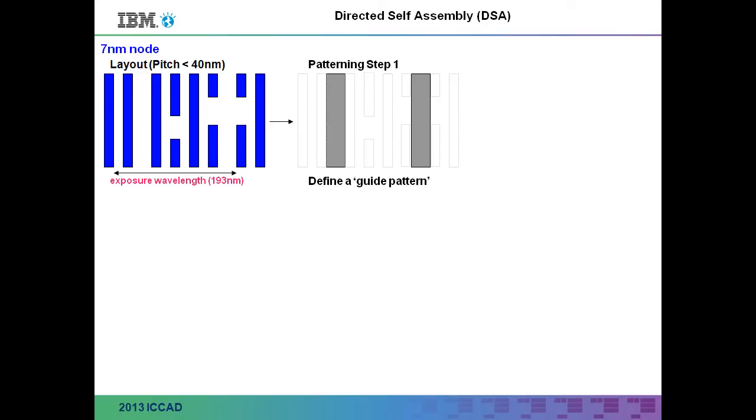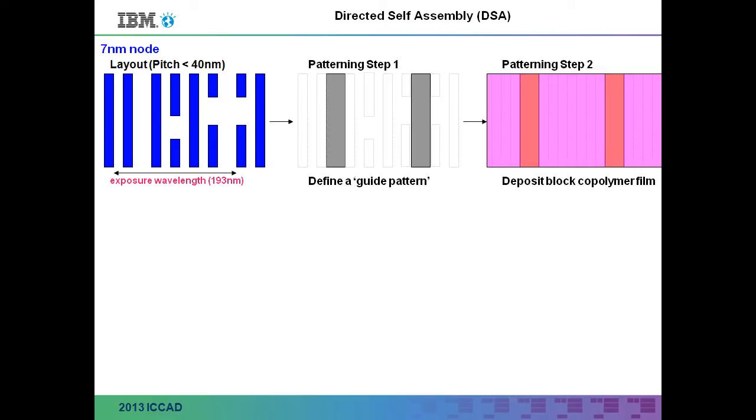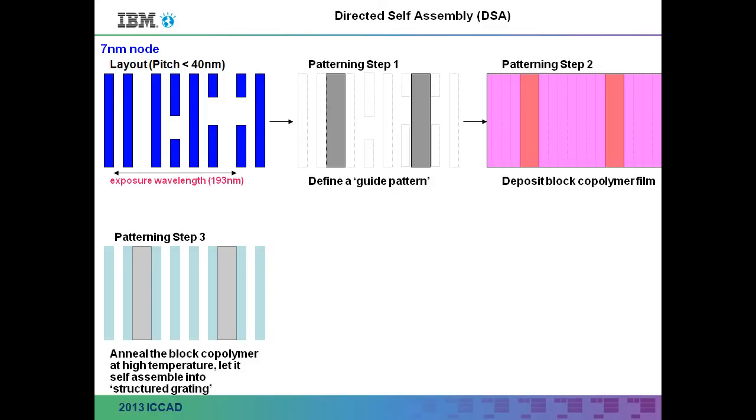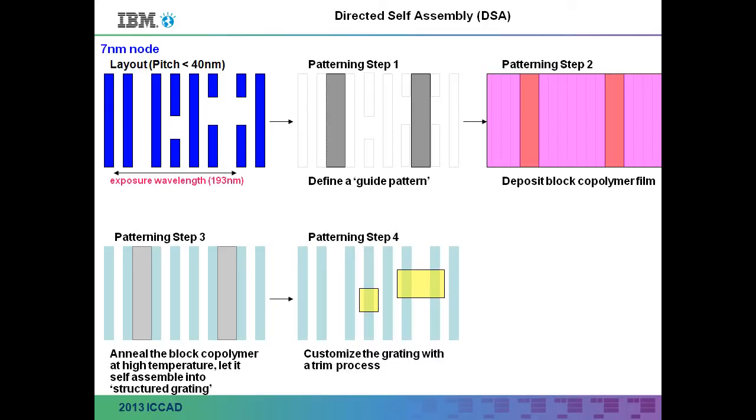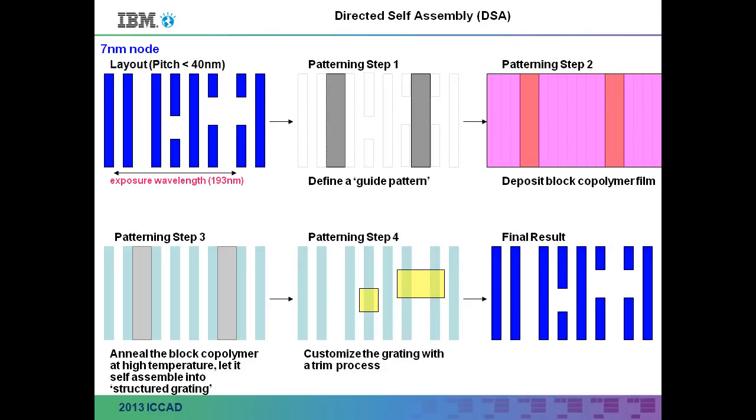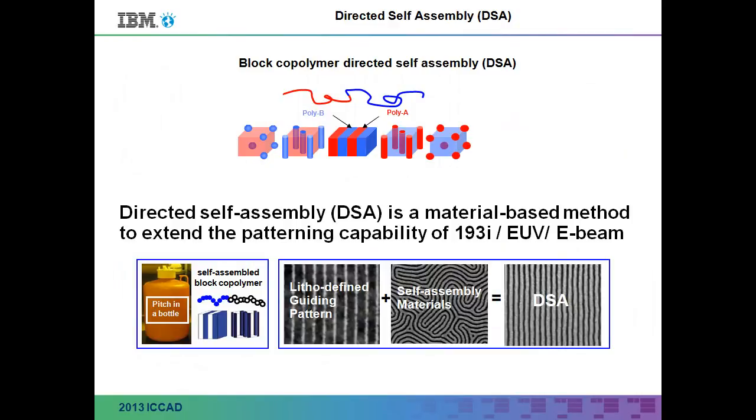So the idea is you can no longer just do frequency doubling, right? So in this case, we take every fourth space, make it a guide pattern. We apply this copolymer film. We heat the thing up, and like magic, that film self-assembles into the feature pitches that we need in our design. And then all that's left to do is come back with a cut mask and add these two-dimensional details, and we're done.